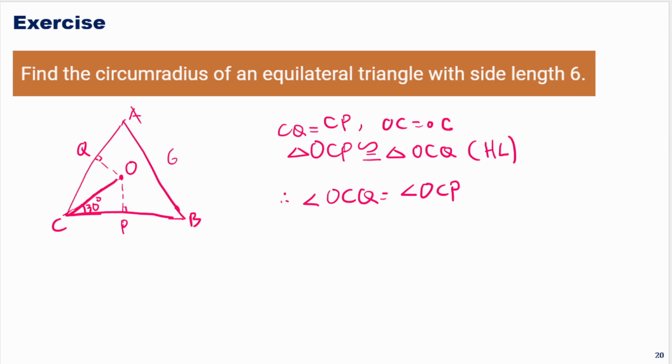So if you consider this right triangle here, this is actually a 30, 60, 90 triangle. And we know that this length CP equals 3. Then we have OC equals CP times 2 over square root 3, which gives us 2 square root 3, right? So the circumradius of that triangle is 2 square root 3.